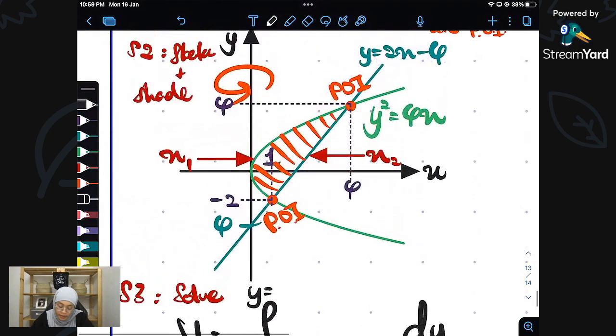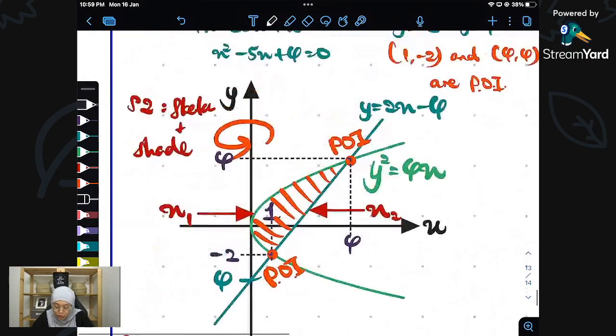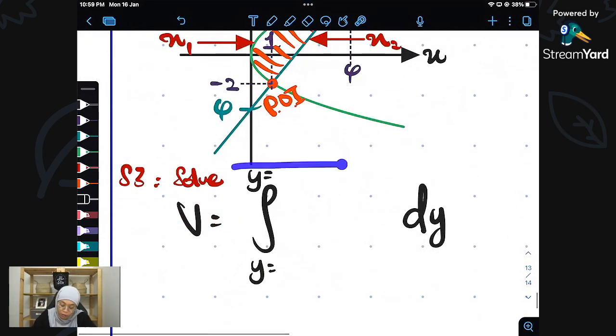It is just because the soalan said the volume will rotate at the y-axis. So when it is rotated at the y-axis, we will use integral with respect to y. And so this is what I'm doing. Okay, settle.